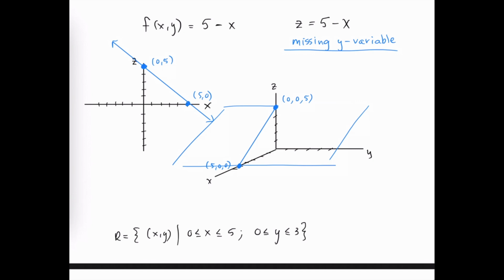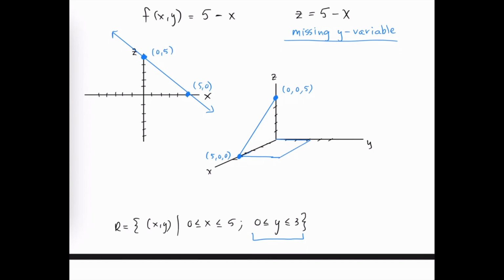So before we do too much with this graph, let's actually look at that region in the floor to ensure that we are not going farther than is needed. So when y goes from 0 to 3, that means that we're really only flying this out 3 units in the direction of y. And if we look at this box, we can see that x is going from 0 to 5, y is going from 0 to 3, and this is our rectangular region in the floor.